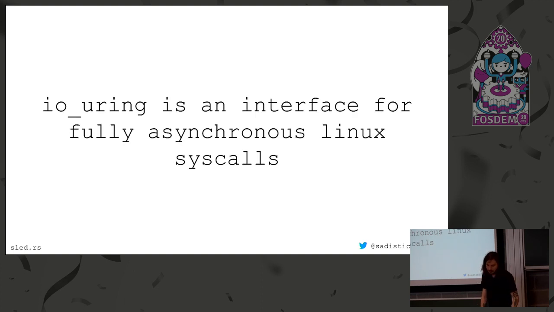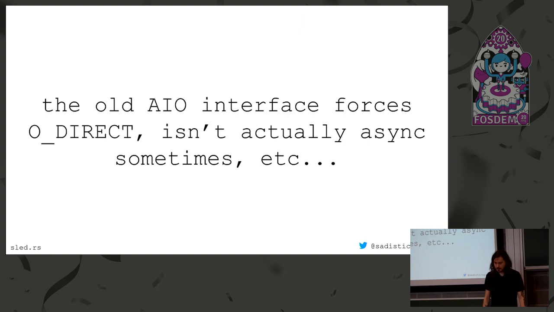So io_uring is an interface for fully asynchronous communication with the kernel. What we're used to before this is we have to do a syscall anytime we want to do a read or a write or an epoll. We're going to need to do a lot more context switches, and people have already talked at length about some of the reasons why we might want to avoid these. So I won't go too much into it.